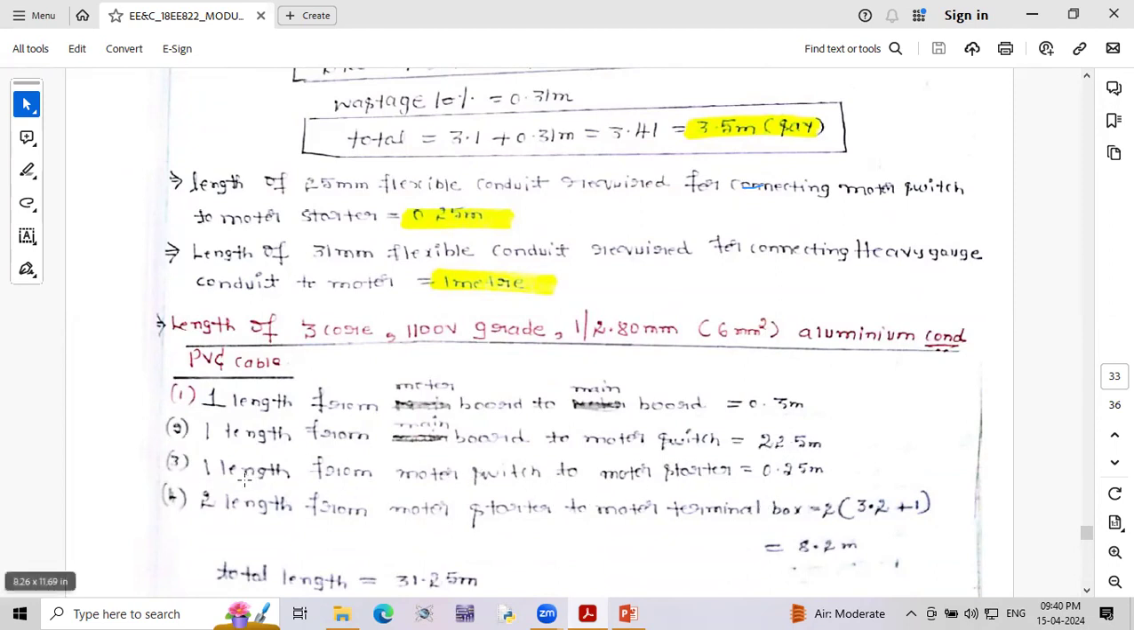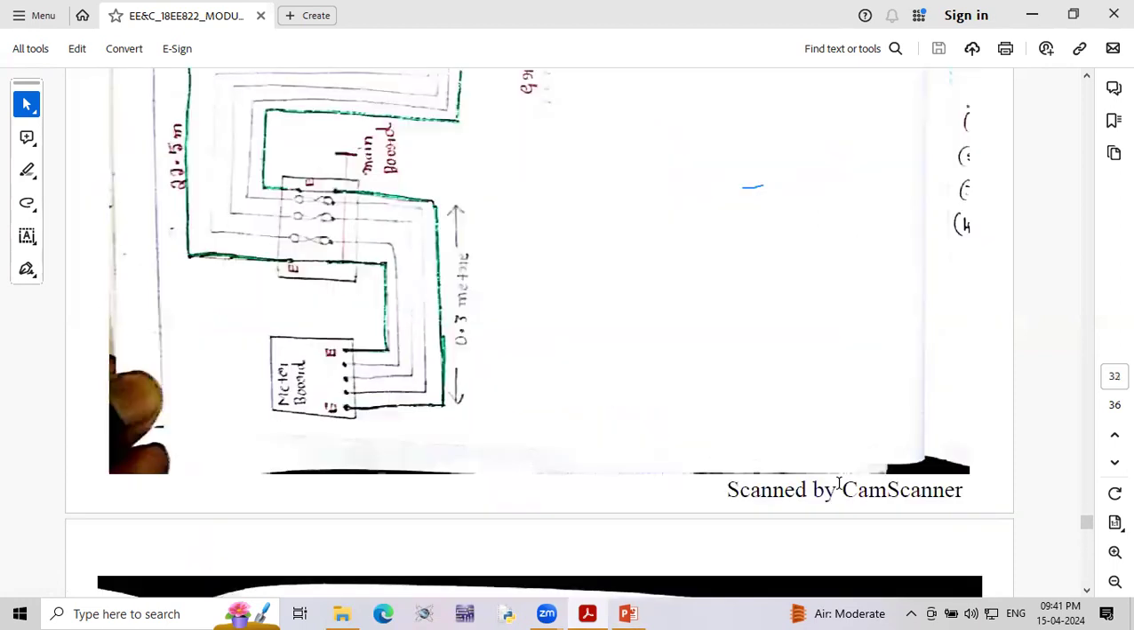Hold on. Now from starter we need to use two lengths of the cable. Why? Because RYB. From the starter to motor we are going to use 6 wires, and one cable will have 3 wires. So total we need 6 wires, that's why we use 2 cables. So 2 lengths from motor starter to motor terminal, let us calculate how much length is needed now.